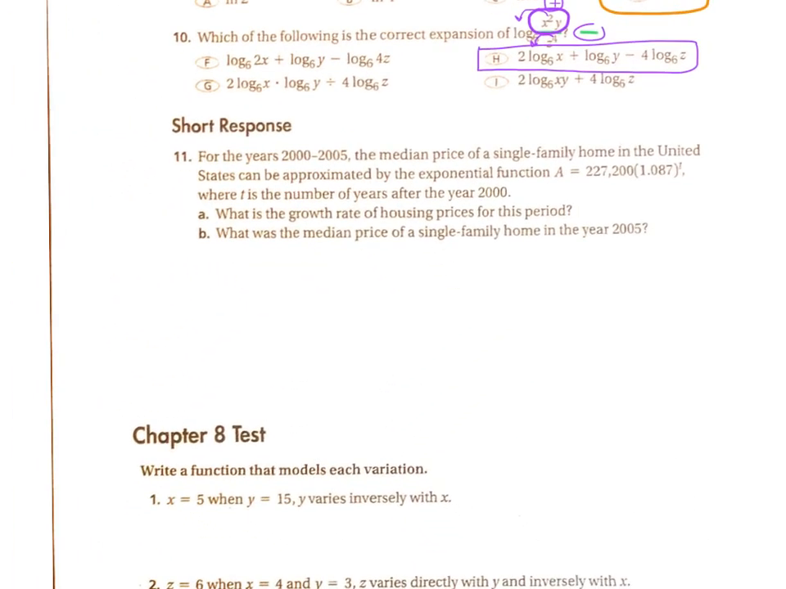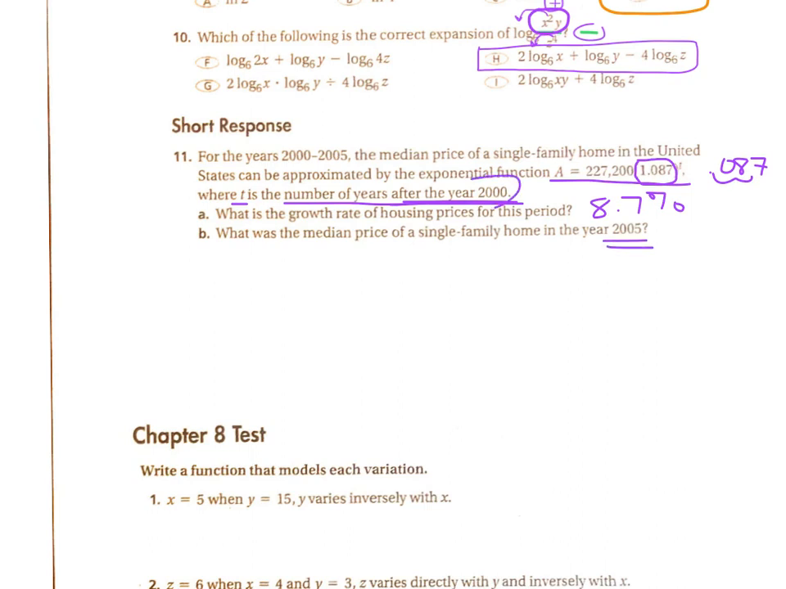All right, number 11 says for the years 2000 to 2005, the median price of a single family home in the United States can be approximated by the exponential function, this, where t is the number of years after the year 2000. Okay, so first question is, what is the growth rate of housing prices? If you look at this number, remember growth rate, you have to add 1 to it. So our growth rate is actually the 0.087 part. Move that over, so it's an 8.7% growth rate.